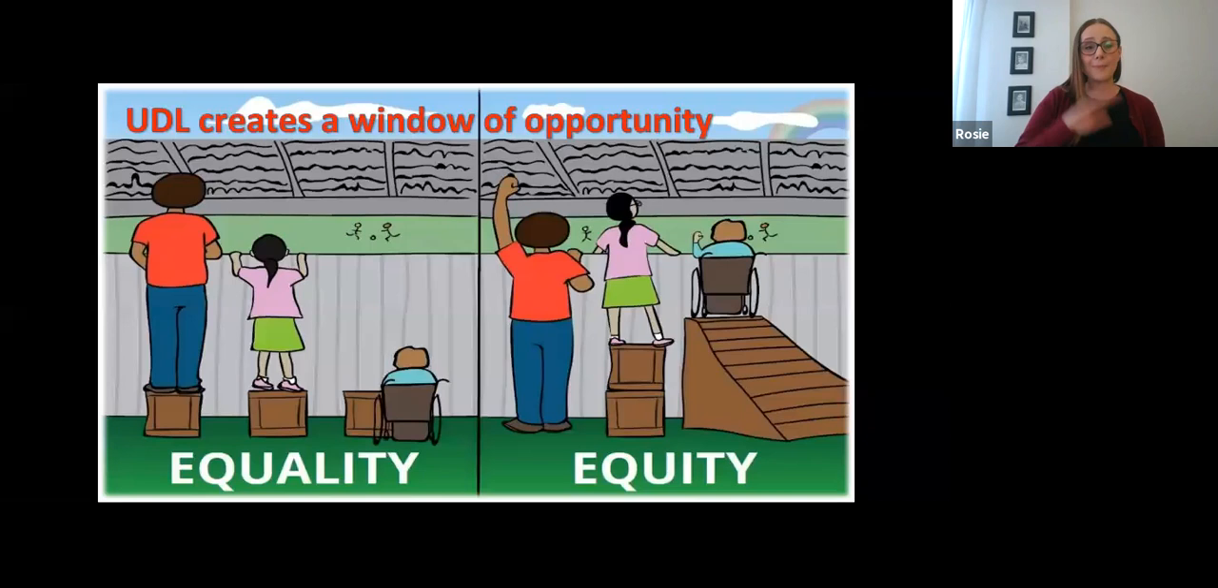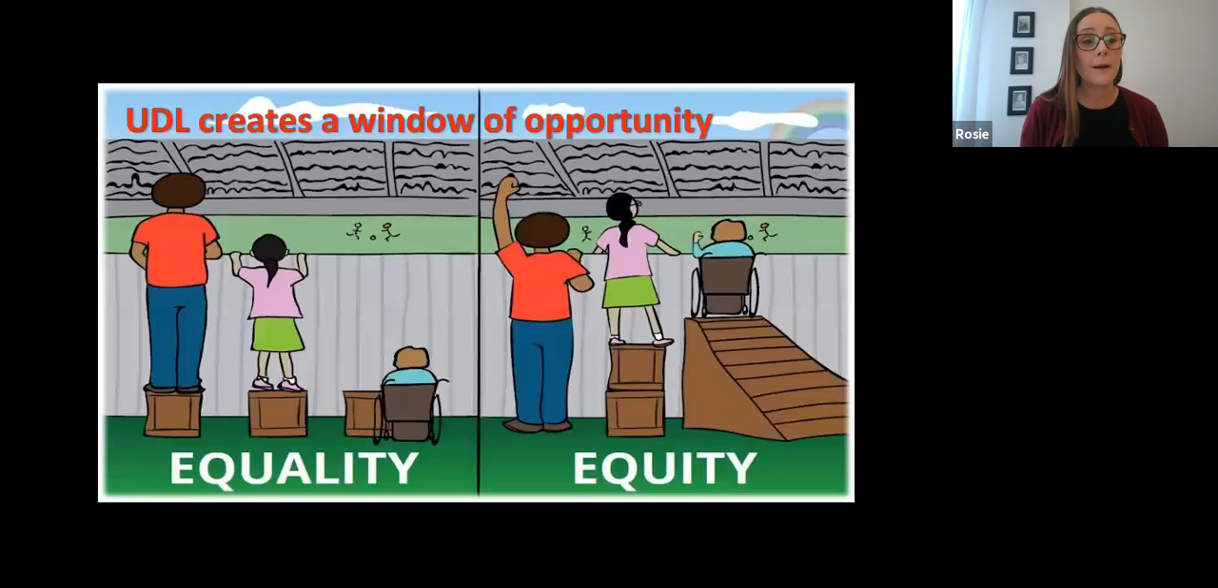What do we see on the opposite side of the picture? We see that there is a ramp that allows the person who wasn't able to see previously to be a part of the process. So when we connect equity to universal design for learning, we're able to see that everyone is supported and everyone is able to participate and benefit based on their individual needs and their individual abilities.